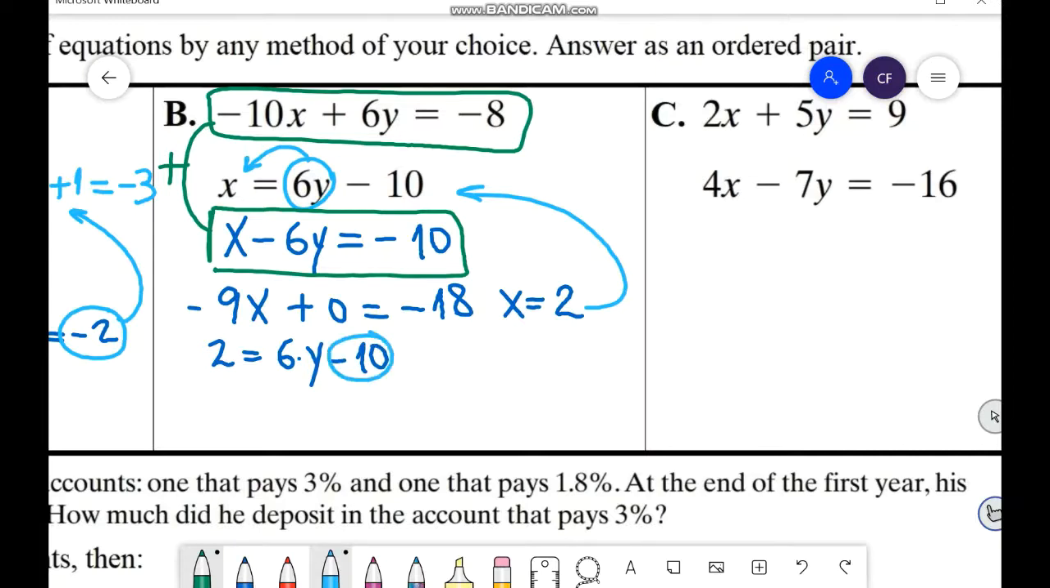Just move this to the other side. -10 becomes a positive 10. Positive 10 plus 2, 12 equals 6y. Divide both sides by 6. Y equals 2. Okay. And the answer here is going to be x equals 2, y equals 2.